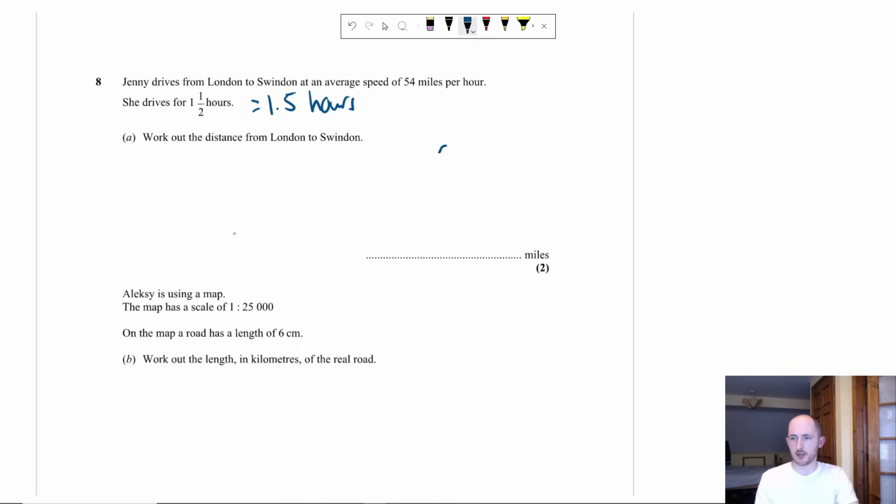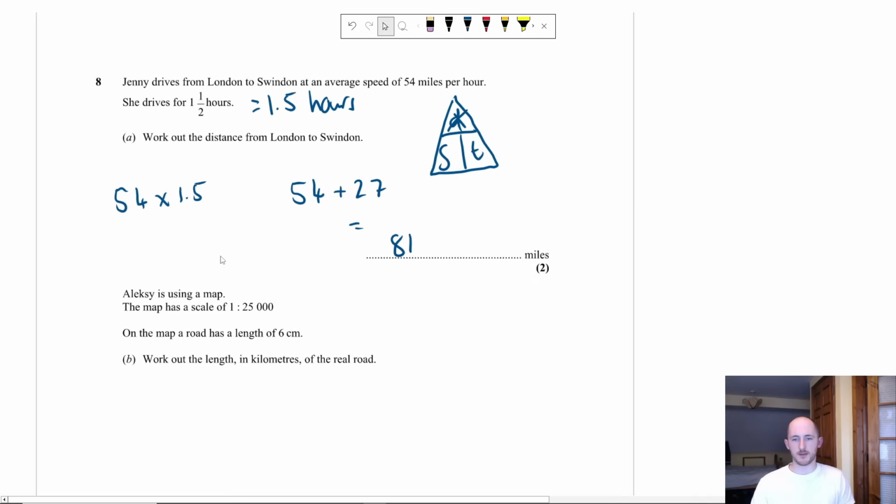So again, let's consult our trusty formula triangle here. Speed is equal to distance over time. We want distance, so we're going to do speed times time. So we're going to do 54 miles an hour times 1.5. Now there's a bunch of ways to do this. The way I like is when I have 1.5 hours, in 1 hour I've travelled 54 miles, right? In half an hour I've travelled half that. So I add on another 27, which is equal to 81 miles.